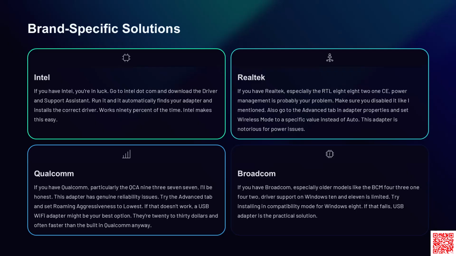If you have Qualcomm, particularly the QCA9377, I'll be honest, this adapter has genuine reliability issues. Try the Advanced tab and set roaming aggressiveness to lowest. If that doesn't work, a USB Wi-Fi adapter might be your best option. They're $20 to $30 and often faster than the built-in Qualcomm anyway.